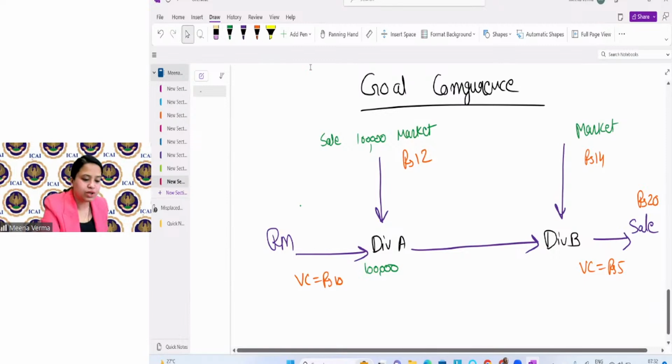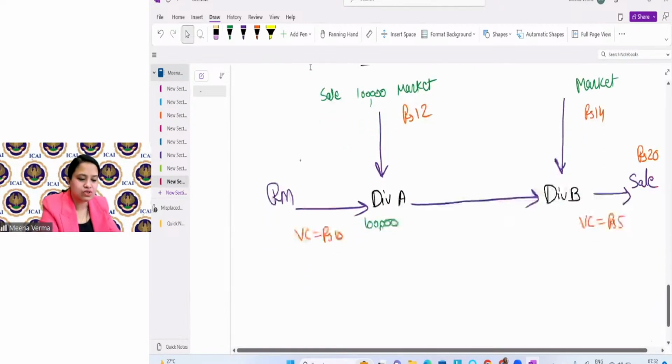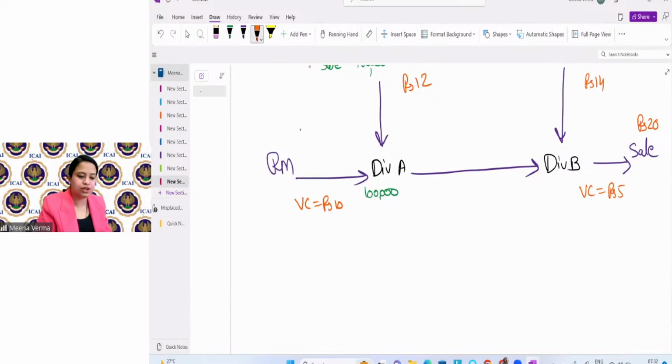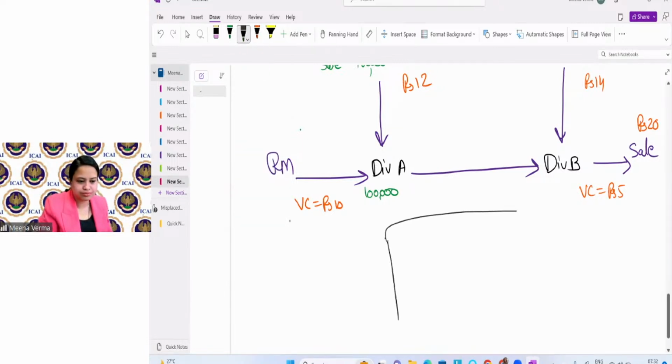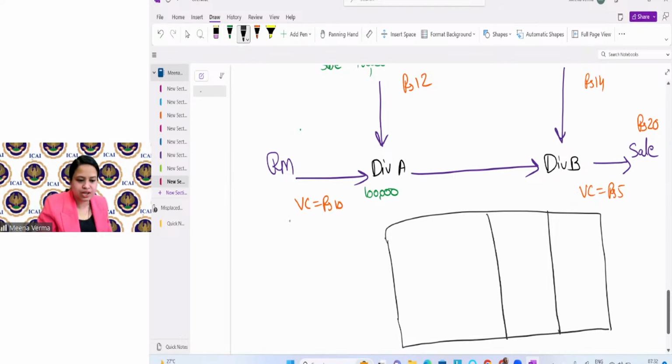Now look, when we solve such a question, we will find the profitability of division A and division B, and we will find the profitability of the entire organization. I'll make a table where I will consider everything: overall organization, division A, division B.